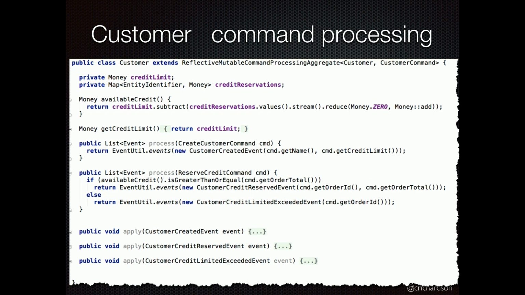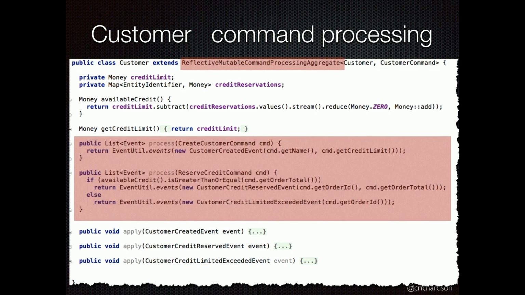Then there's some business logic such as available credit that just uses the nice Java 8 Streams API to sum up the credit reservations and subtract that from the credit limit. You can see that it extends ReflectiveMutableCommandProcessingAggregate and defines some process command methods. So there's the process command method that takes a create customer command and returns a customer created event. That's very simple, just sort of pass-through logic.